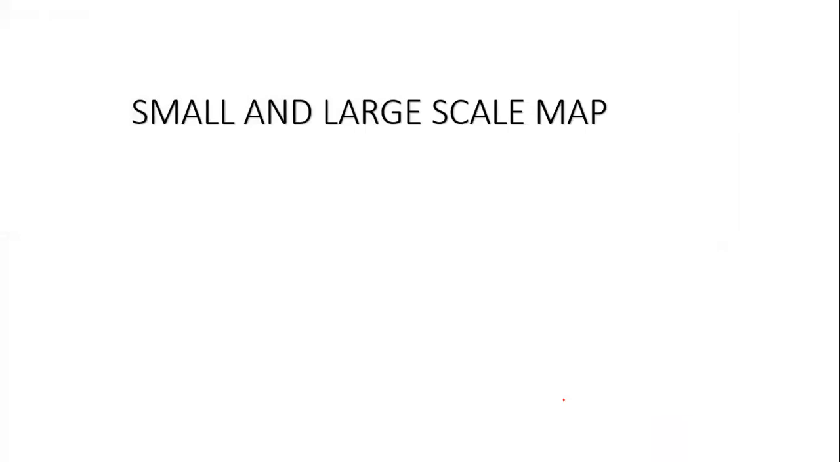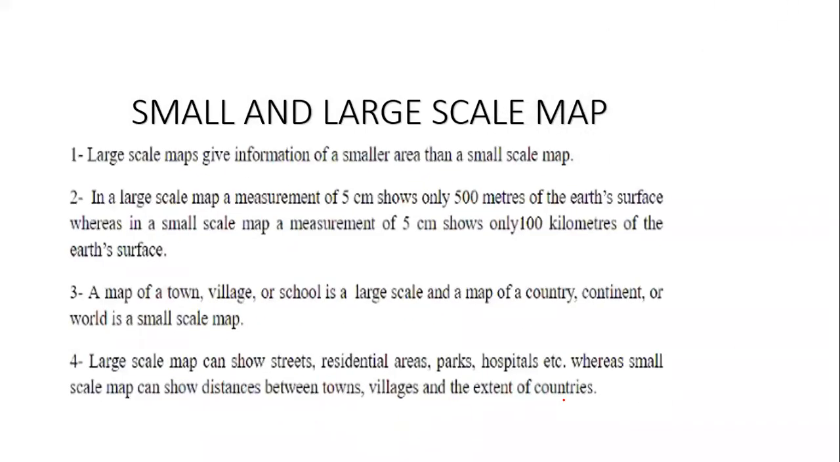Small and large scale map. Large scale maps give information of a smaller area than a small scale map. In a large scale map, a measurement of 5 centimeters shows only 500 meters of the Earth's surface, whereas in a small scale map, a measurement of 5 centimeters shows 100 kilometers of the Earth's surface. A map of a town, village, or school is a large scale, and a map of a country, continent, or world is a small scale map.